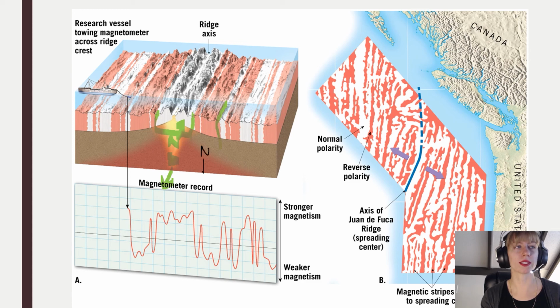North is this way and south is this way, and then it goes back and forth and back and forth. So we're able to see how often the magnetic poles switch. And we call this normal and reverse polarity. And we can also see it in other plates, such as the Pacific plate, the Juan de Fuca plate, where we have the Juan de Fuca Ridge, which was a spreading center.